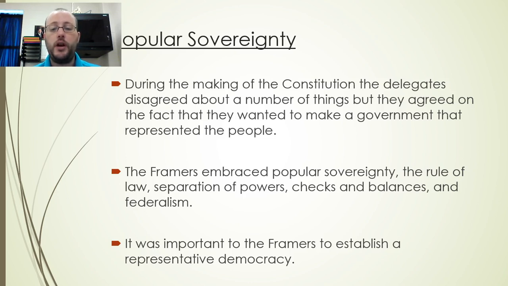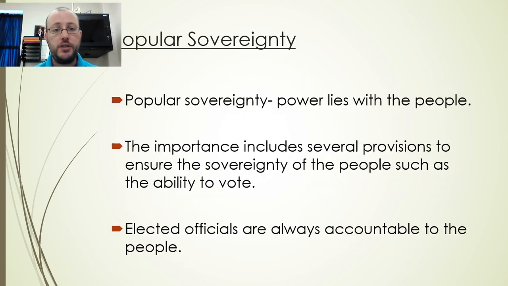It was important to the framers to establish a representative democracy where the people were represented. The idea of popular sovereignty is that the power lies with the people. Now, you say, well, I thought that was democracy. It is a government where power lies with the people. Popular sovereignty, though, is where they allow the people to determine things. The importance includes several provisions to ensure the sovereignty of the people, such as the ability to vote. Elected officials are always accountable to the people.